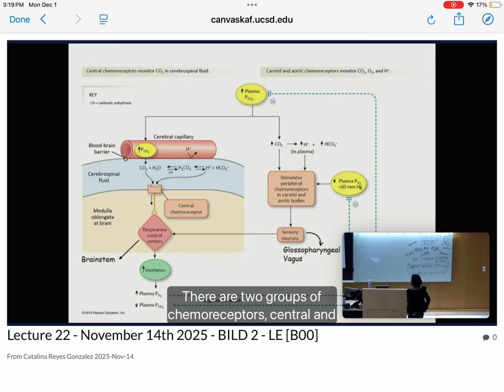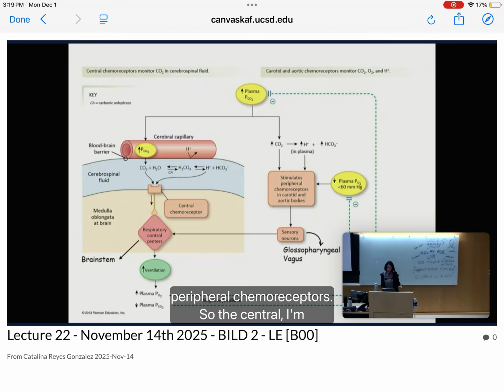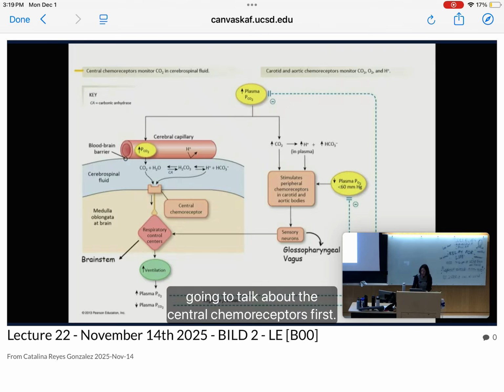There are two groups of chemoreceptors, central and peripheral chemoreceptors. So the central, I'm going to talk about the central chemoreceptors first. The central chemoreceptors monitor CO2 and pH. To this day, they haven't been able to find chemoreceptors in your brain that sense the levels of oxygen in the cerebral spinal fluid. But we do have central chemoreceptors that monitor CO2 and therefore pH. CO2 and pH go hand in hand.